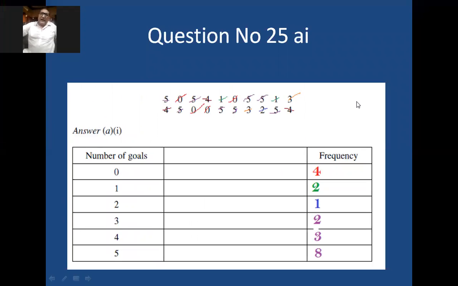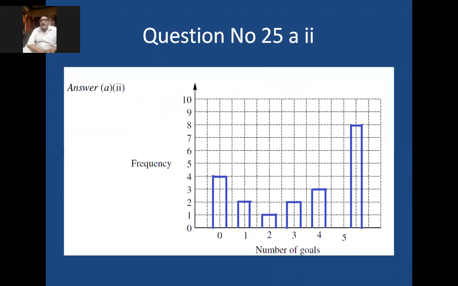So I have just checked how many times zero is in this data, that is 4 times. 1 is how many times in this data, 2 times. 2 is how many times in this data, that's 1 time. 3 is how many times present in this data, that's 2 times. 4 is present how many times in this data, that is 3 times. And 5 is present 8 times in this data. So that is their frequency. I have not shown the tallies here, but you are supposed to draw the tallies. And let's go to the next question.